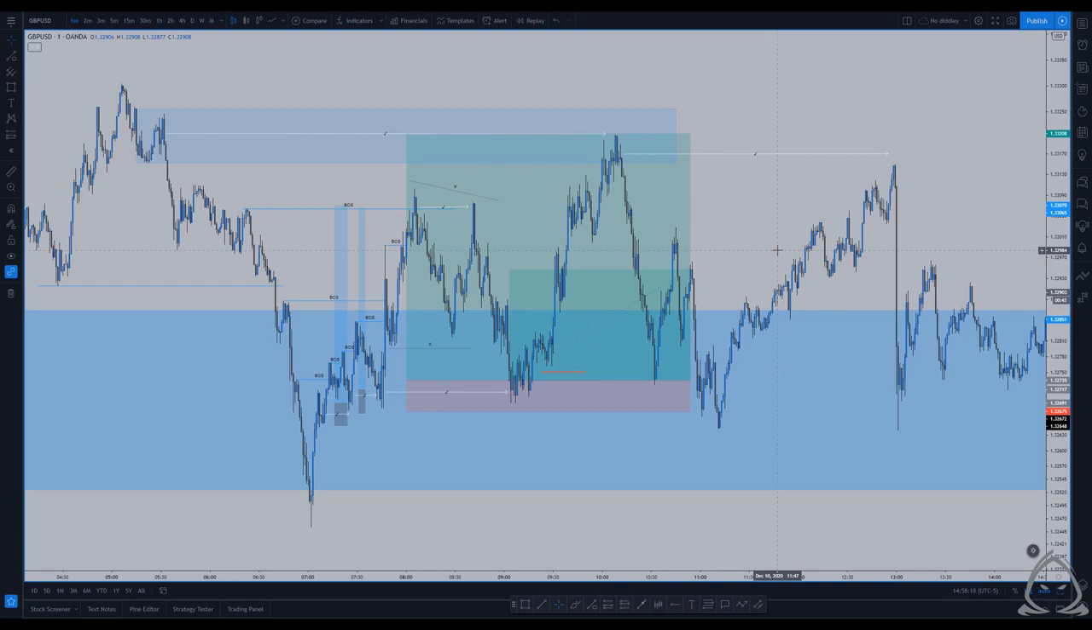When you're first starting out with this strategy, the biggest thing you can do is dig into the charts and ask yourself, why did price go here? Why did price go here? Why did price react here? Why did price do this? Why did price do that? And dig into the details.